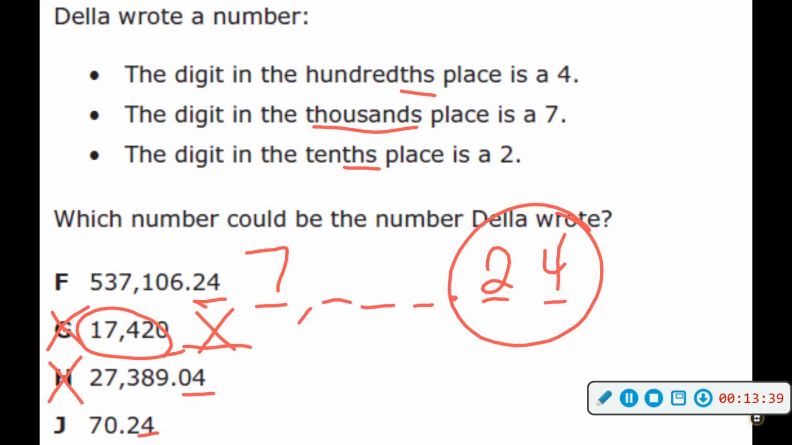So if I look and see what other one I have, it's the 7 in the thousands place, which means this 7 in the thousands place is the correct one because the 7 here is in the tens place, and this one does not have a 7 in the tens place.